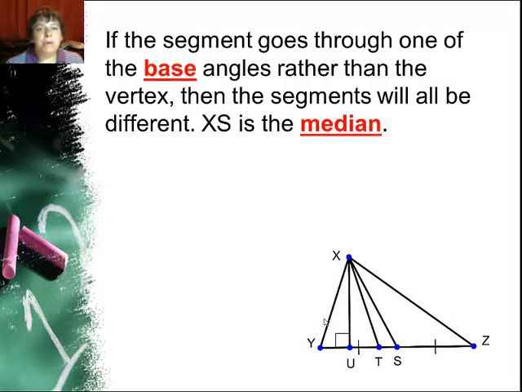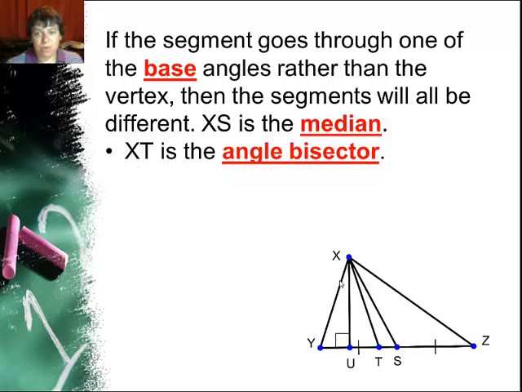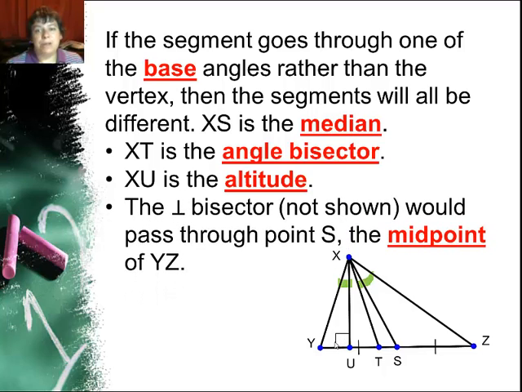If the segment goes through one of the base angles, so here, angle X, if I did X, Y, Z, then you don't get that same thing because, first of all, XS is the median because S will be the midpoint. XT right here would be the angle bisector. And then XU would be the altitude. And I don't even have the perpendicular bisector showing, but it would start at this midpoint and go straight up and down and not go through the vertex.